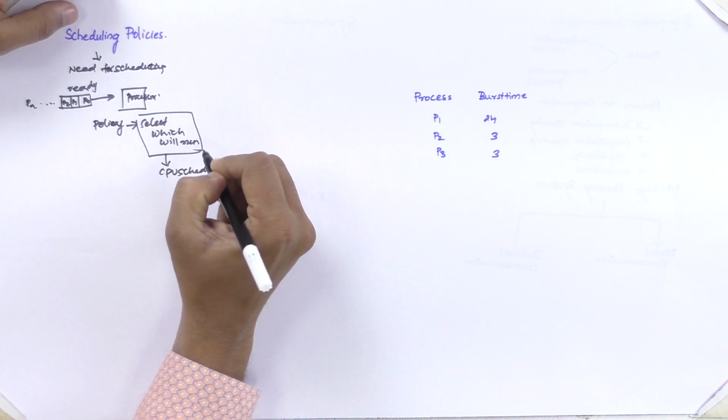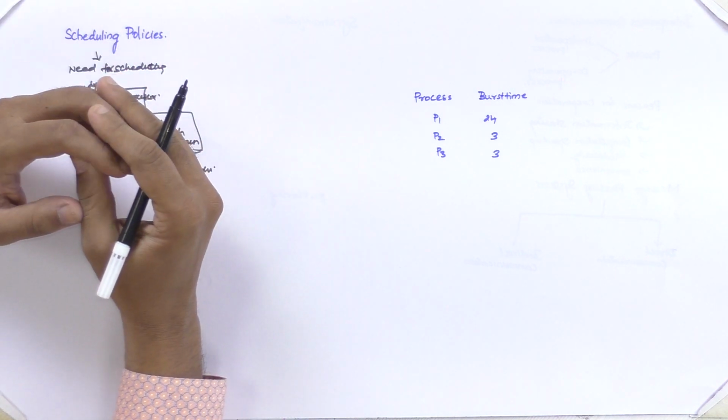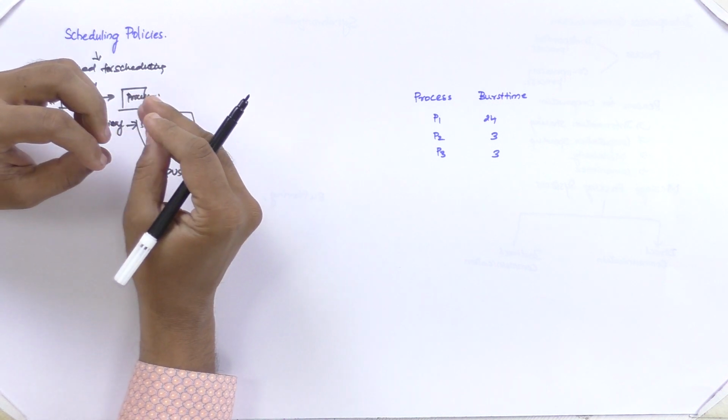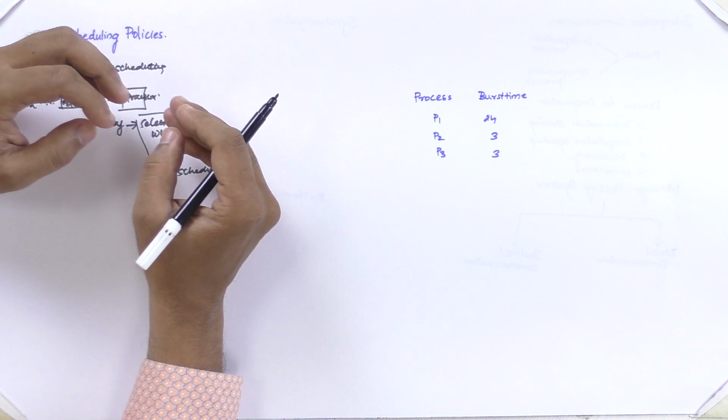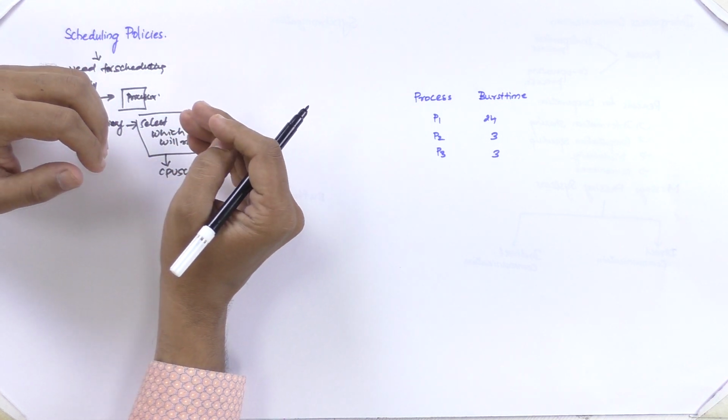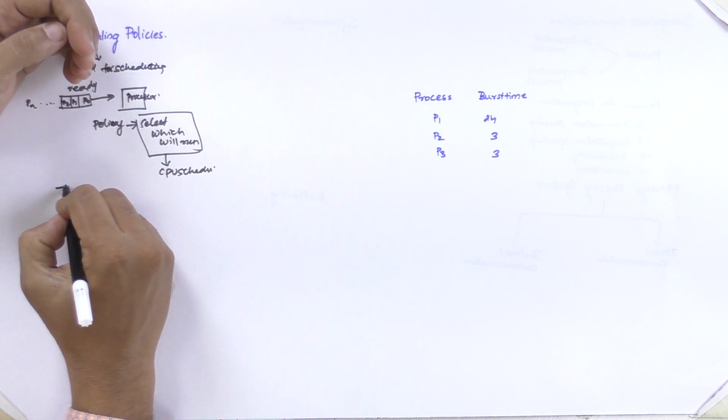So for this there are a number of policies. A scheduling policy is nothing but a policy by which you are selecting the right process to run, or the right process which will get the CPU at the time. So there are a number of policies.